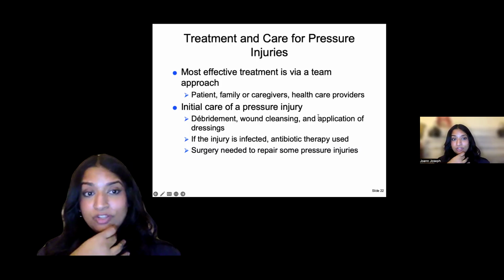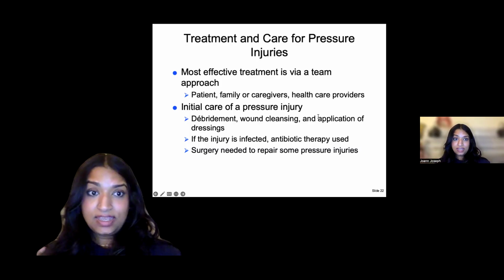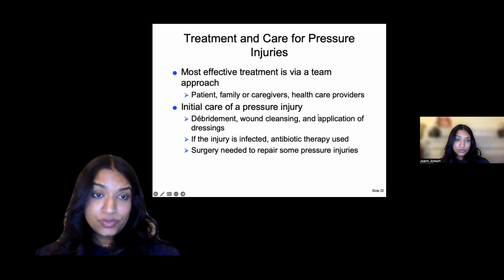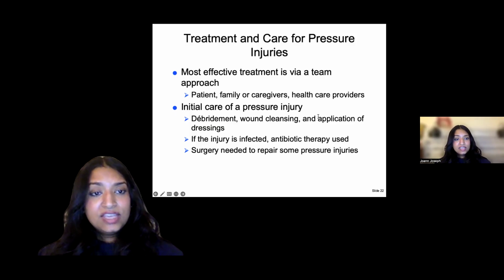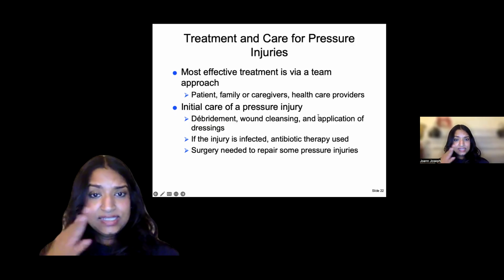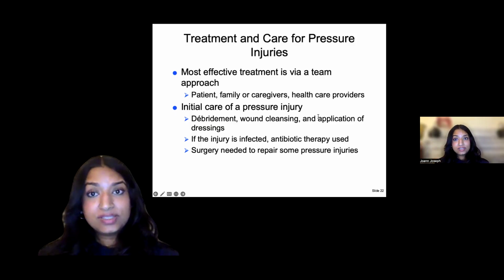You will be working with your CNA and you're going to have to make sure your CNA does this work or that you're helping them do this work too. So you also want to let the patient know, the family members or caregivers in their life, as well as any other healthcare providers. Initial care of a pressure injury is debridement, wound cleansing, and then an application of dressings.